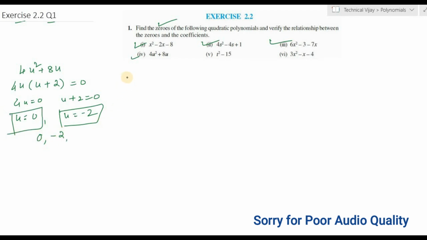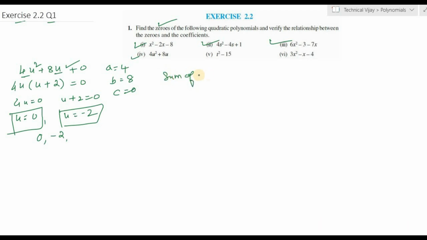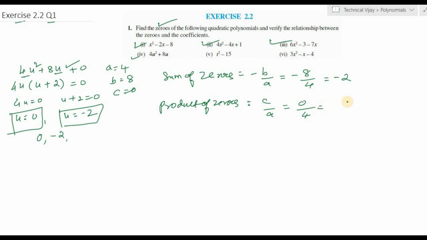Okay, now we will verify with the coefficients of these equations. So here 4u square plus 8u, we will write it plus 0. This is in the form of ax square plus bx plus c. So here a is equal to 4, b is equal to 8 and c is equal to 0. So sum of zeros is equal to minus b divided by a, which is equal to minus 8 by 4, equal to minus 2. Then product of zeros is equal to c divided by a. c is equal to 0, a is equal to 4. So this is equal to 0.